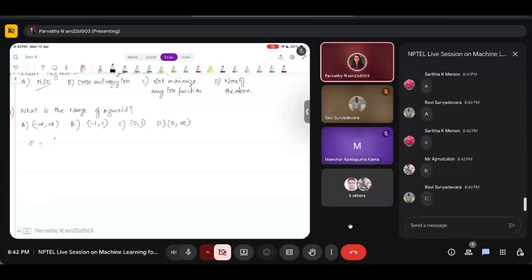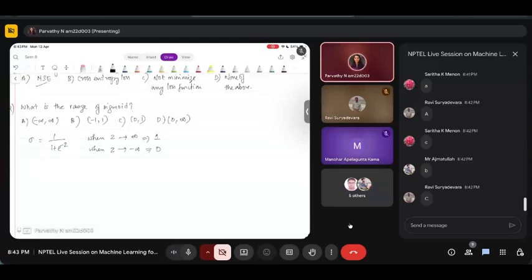Sigmoid is given by 1 by 1 plus e raised to minus z. So when z is positive infinity, e raised to minus z will be 0, so it will be 1. When z tends to minus infinity, this will tend to 0. When z is equal to 0, it will be 0.5. So it is between 0 and 1.